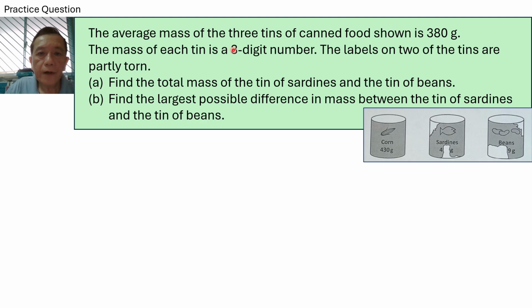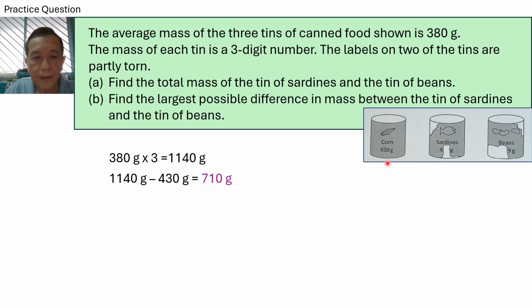The average mass of the 3 tins of canned food shown is 380 grams. The mass of each tin is a 3-digit number. The labels on 2 of the tins are partly torn. Find the total mass of the tin of sardines and the tin of beans. Average times 3 gives us the total. Total minus mass of corn gives us the total mass for sardines and beans.